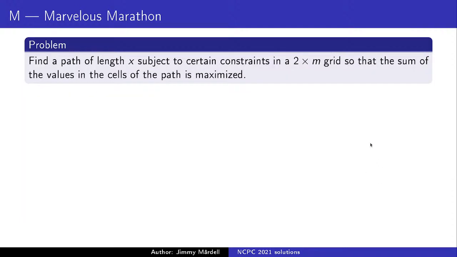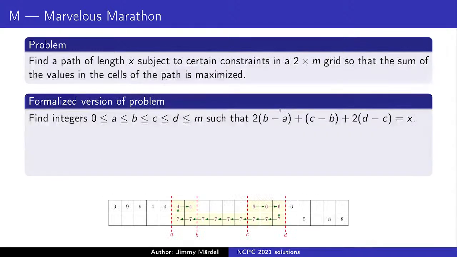Last problem, last but not least, is problem M, Marvelous Marathon. So here the goal was to find a path of length x in a 2 by m grid under some constraints on how this path should look, and we want the sum of the values in the cells that we visited to be maximized. Maybe a more precise, more mathematical formulation of the problem is useful for talking about it.